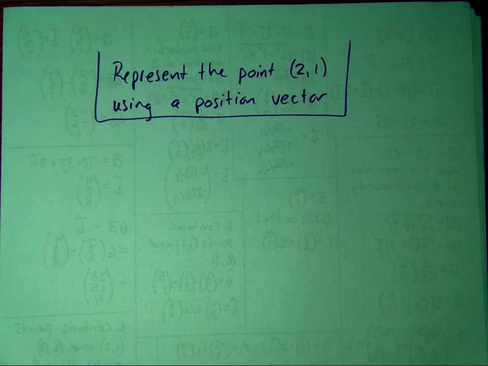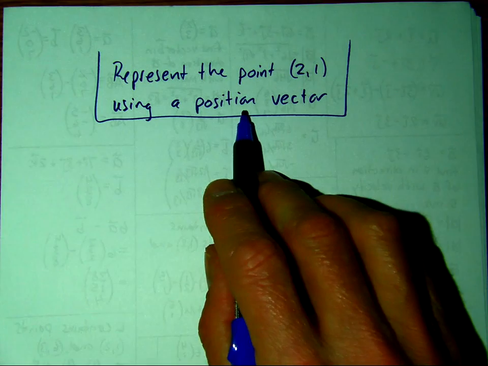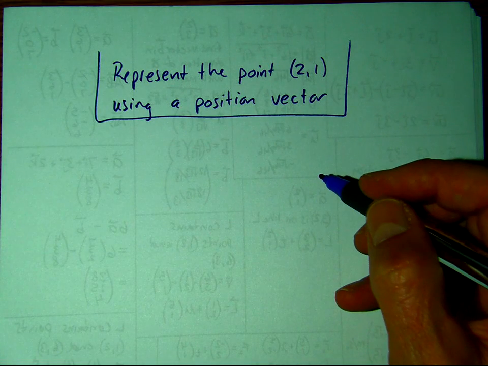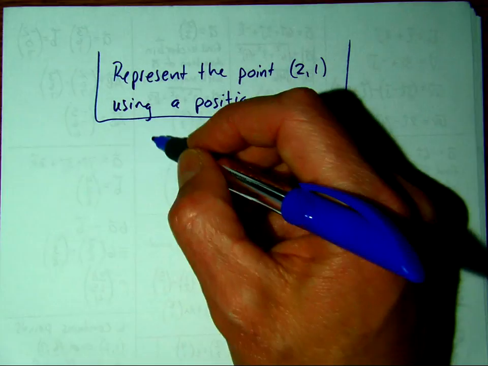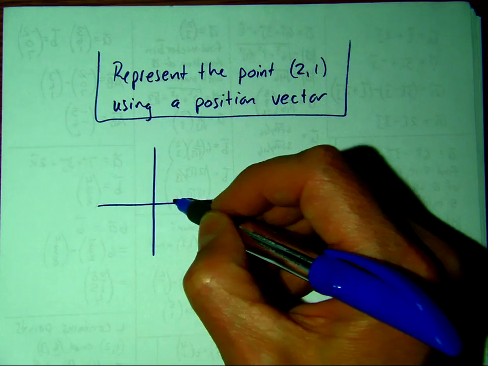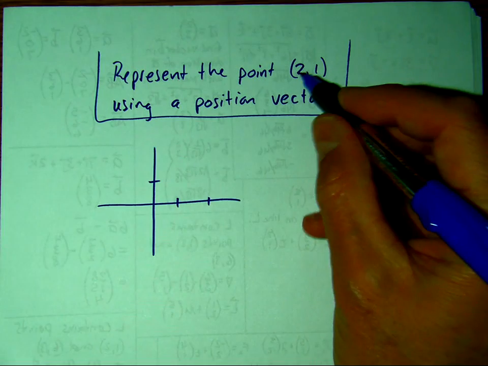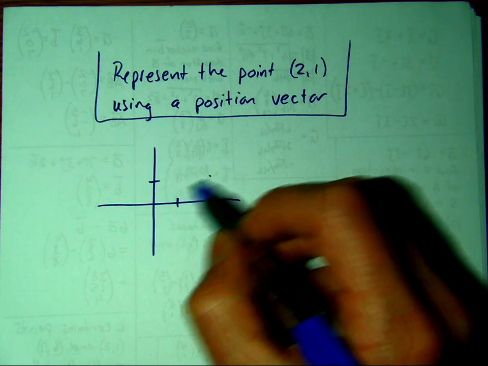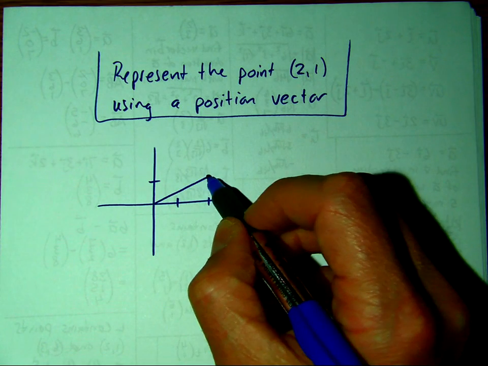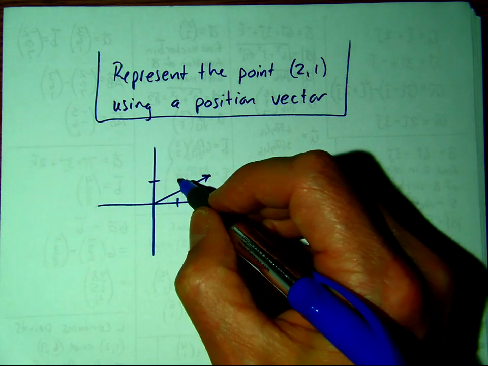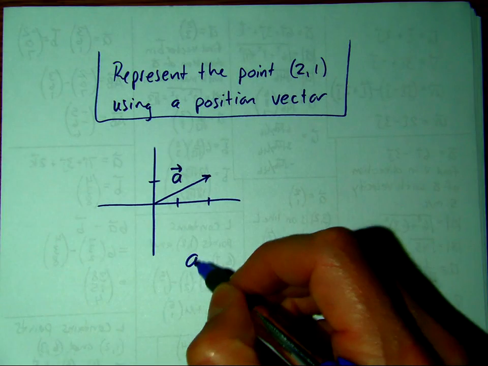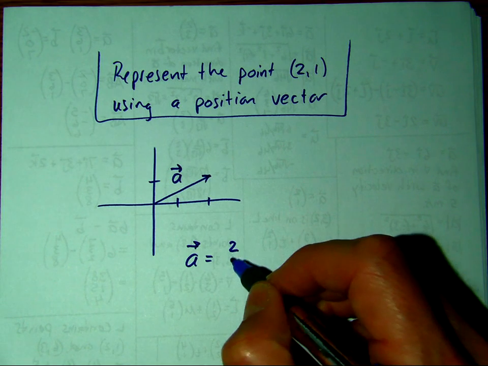Okay, represent the point using a position vector. So that's what we just did. Go ahead and sketch the graph of this vector. Pause the video. Over 2 up 1, over 2 up 1. There's the point, but we want to represent that location with a vector. So we point to it with a vector, and we could call that vector A. So we could say that vector A is 2, 1.